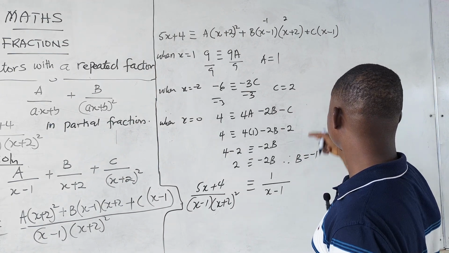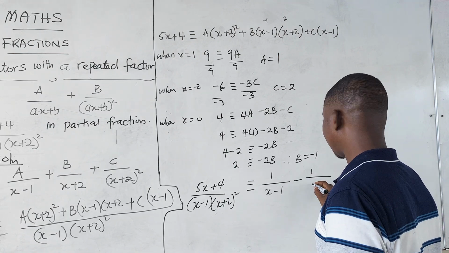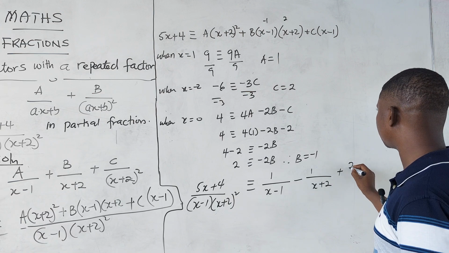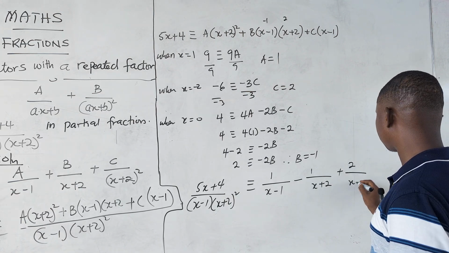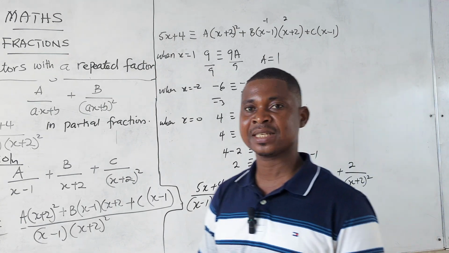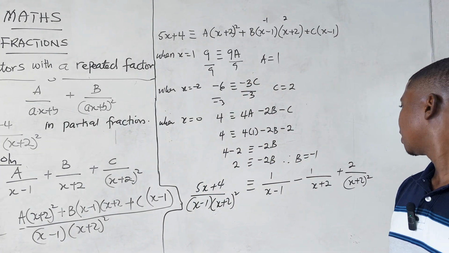B is negative 1. So minus 1 over x plus 2, and plus 2 over x plus 2 all squared. And this gives us the answer to this question.